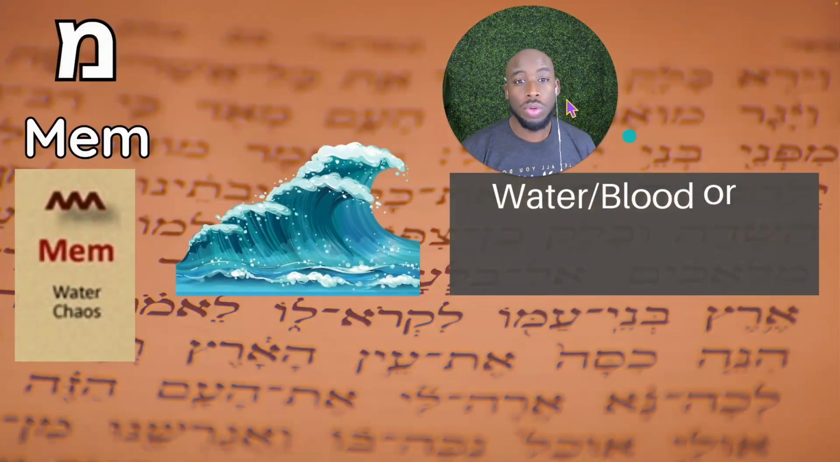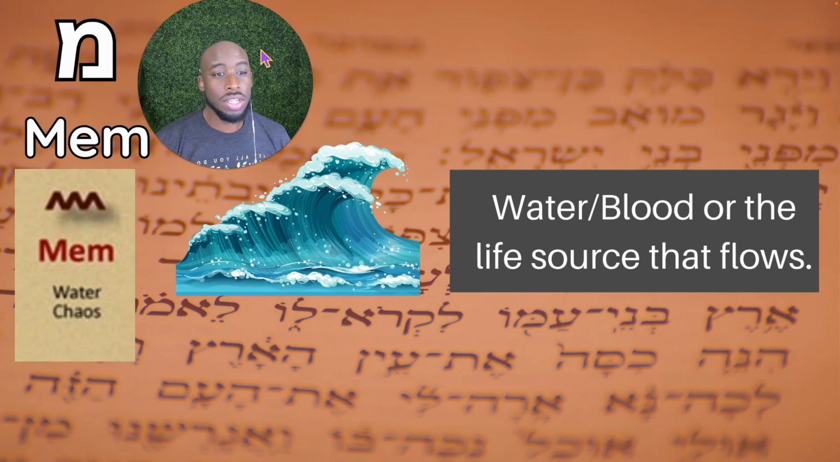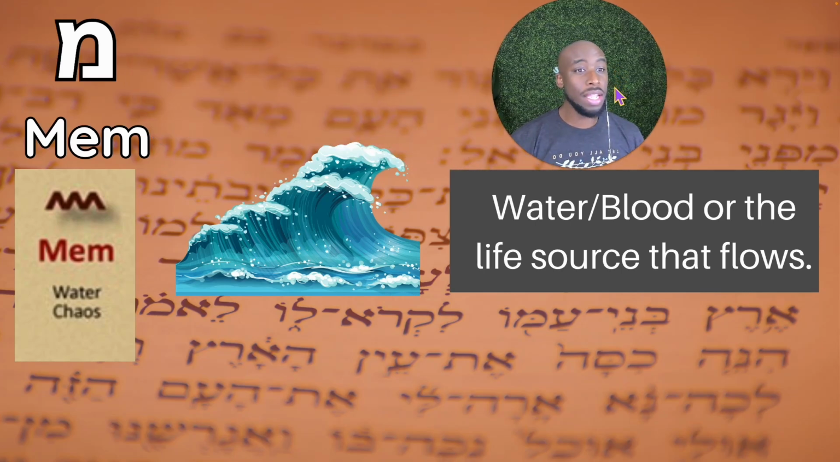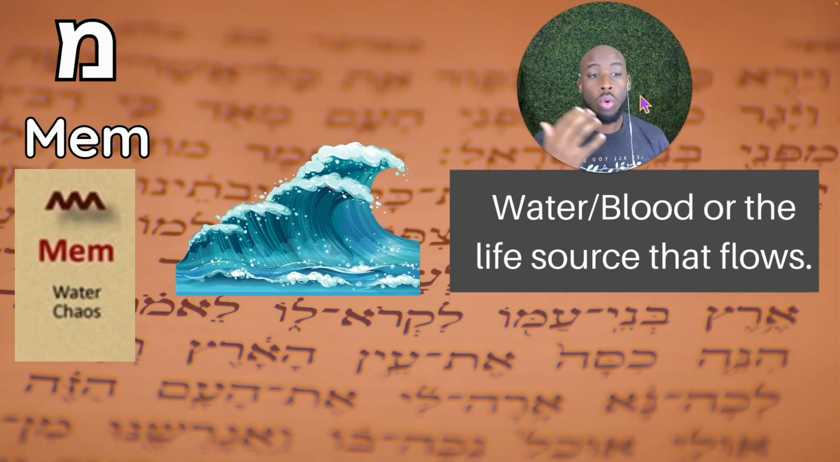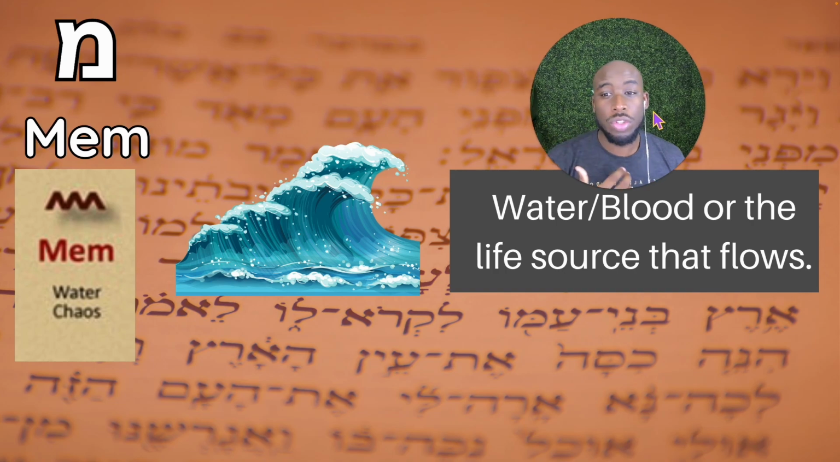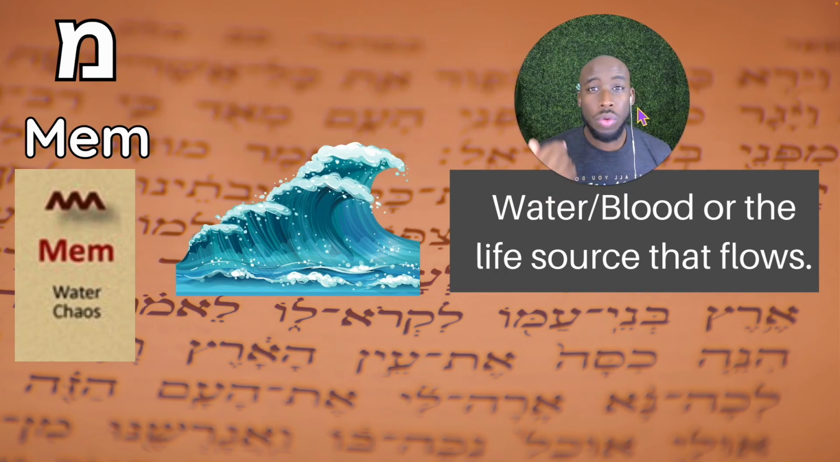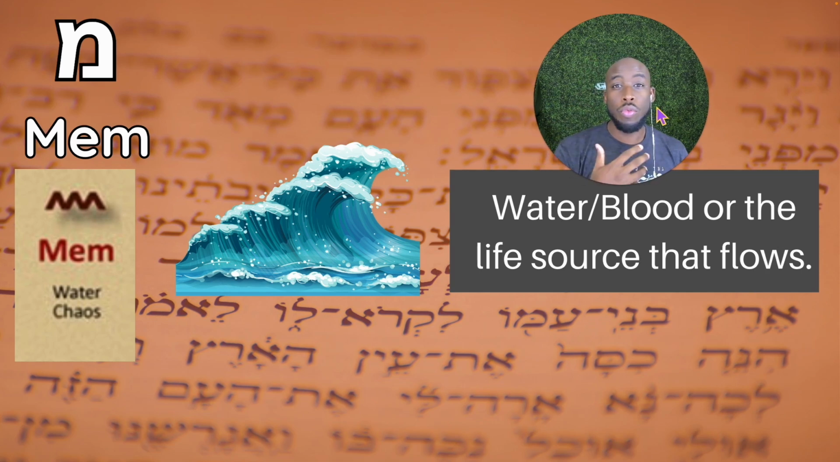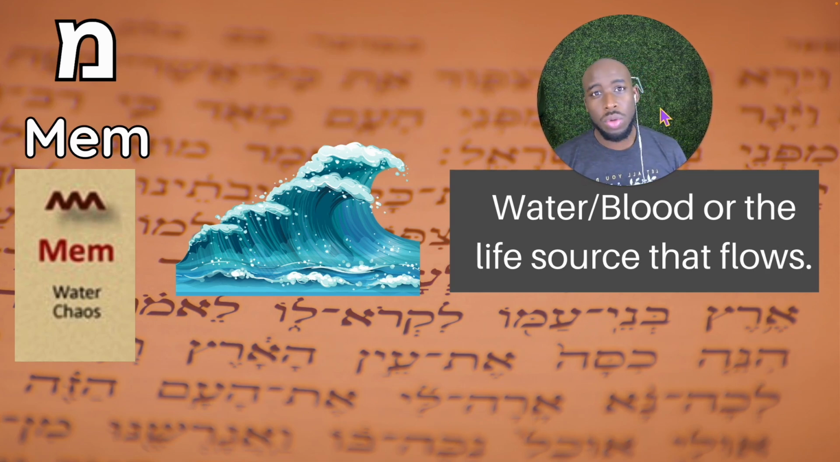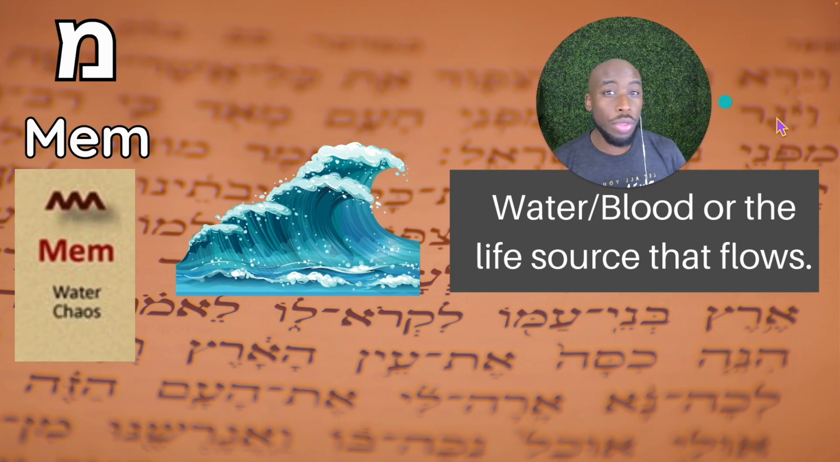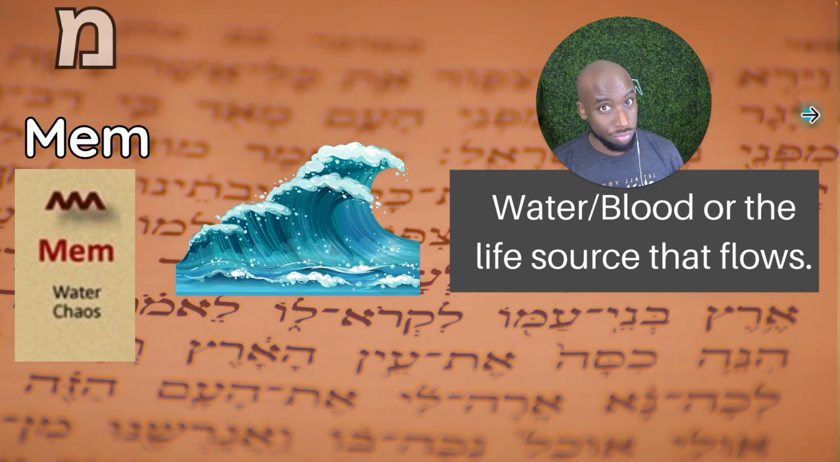Which is super cool. Like I just mentioned, this letter could mean blood or water, which honestly refers to the life source that flows. So this symbol is not only a symbol for water, it's also a symbol for blood, which is huge. And can you think of a time in scripture where both of those came together?